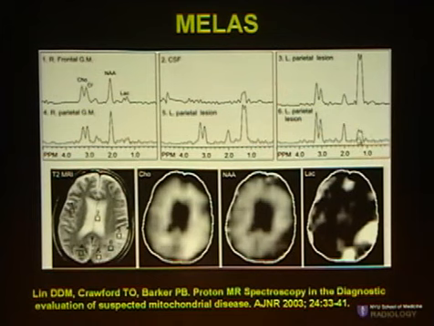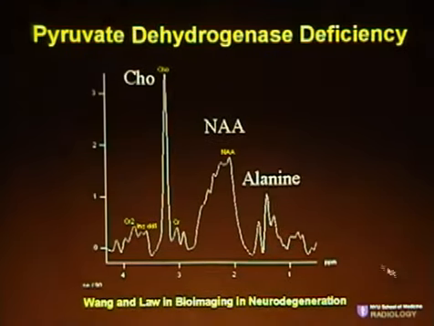So you can see that there's elevation of the lactate. There's some decrease in NAA. Even within the CSF, you'll see some lactate elevation. You can see a lactate map here demonstrating increase in lactate throughout various regions of the brain.